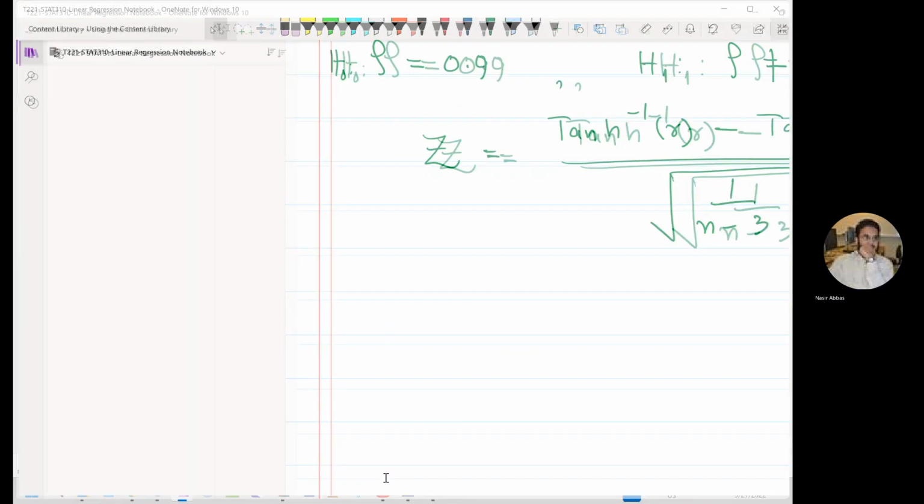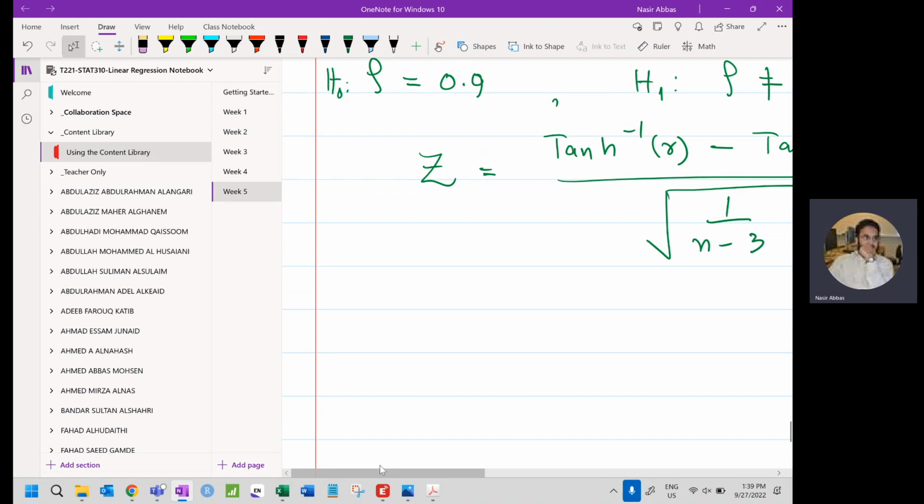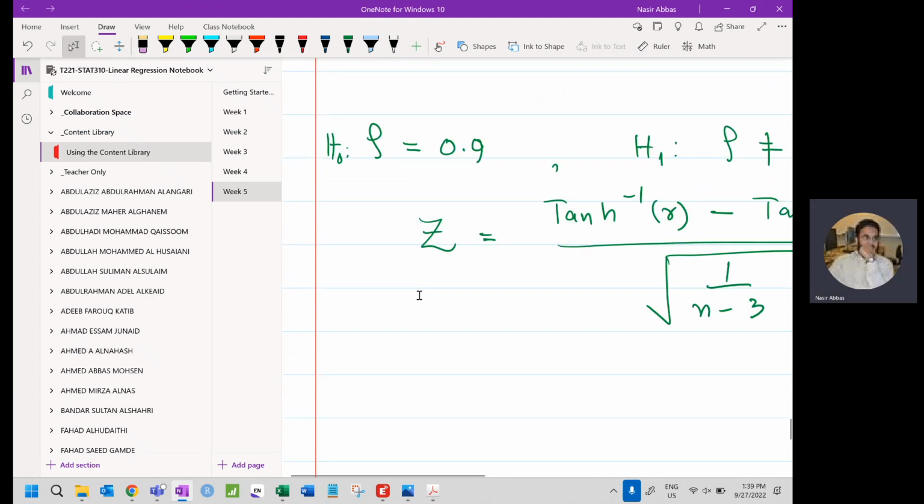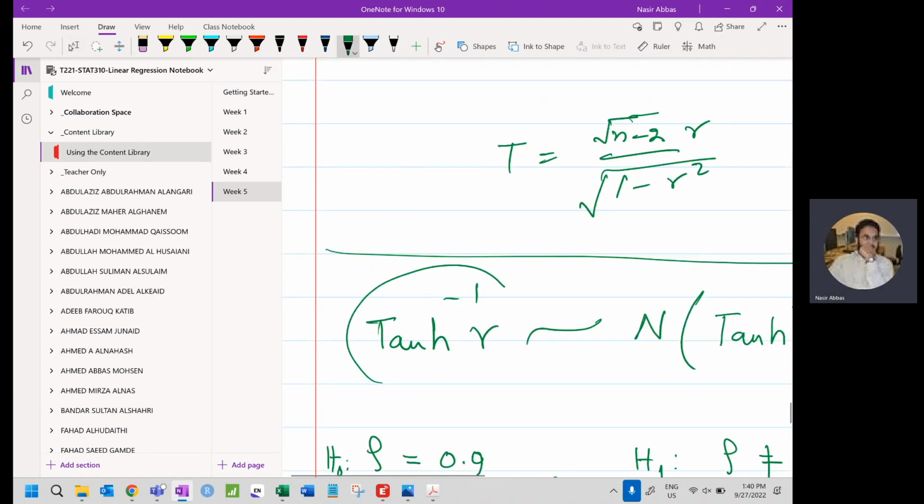n is 6, so 6 minus 3. In the formula, the variance involves n minus 3. Why minus 3? This is not exactly normal, by the way; it is approximately normal. Through derivation, if you look at the distribution of this thing, it is proved that it is n minus 3 and not n minus 2 or n minus 1. It is what it is. There is no reason for it to be n minus 3 or n minus 4 or whatever. It's proved mathematically.